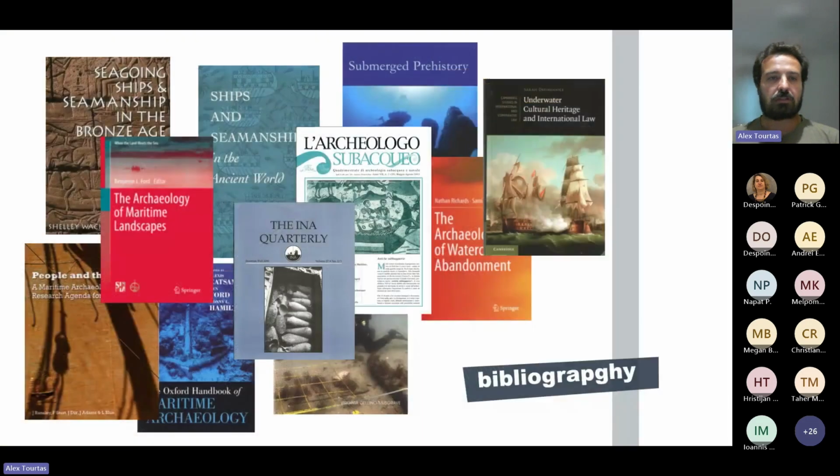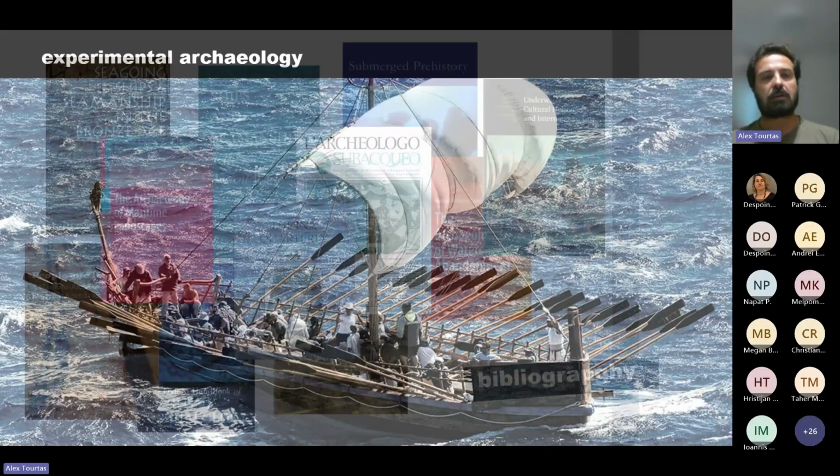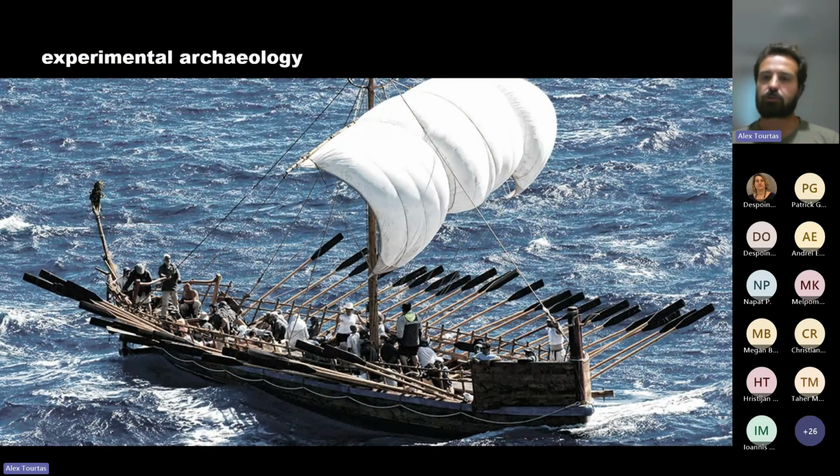And all of this is going out in an academic way in order for us to share the data that's been extracted. We have experimental archaeology, trying to figure out if the theories that come out through the study of the material culture are actually valid. And sometimes it works, sometimes it's not very conclusive.